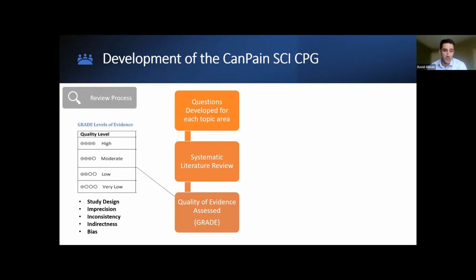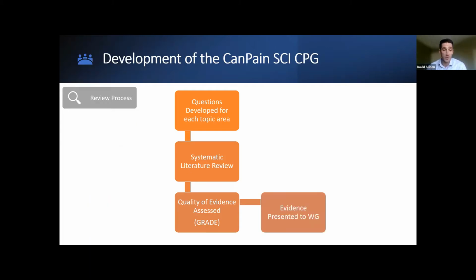So after performing the literature review and deciding on which papers would be included in the study, there's then a quality assessment. This is done through what's known as a GRADE approach. Basically, every study is graded from high to very low based on a number of factors, things like study design, imprecision, inconsistency, indirectness, and bias.